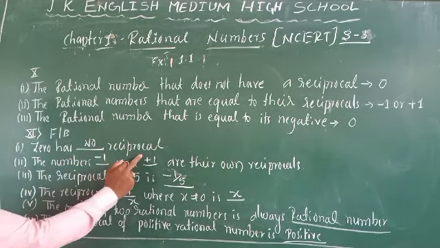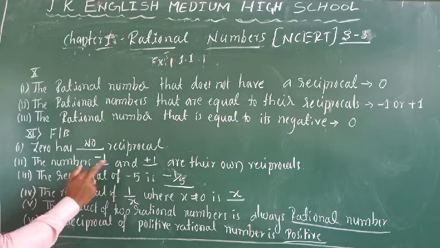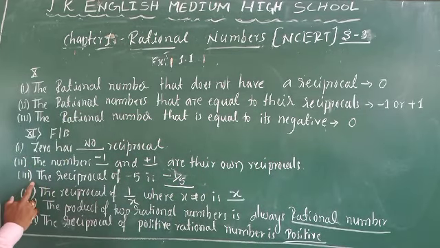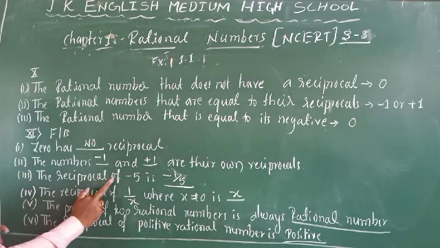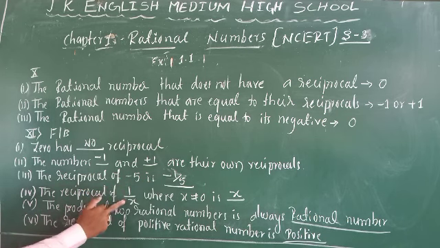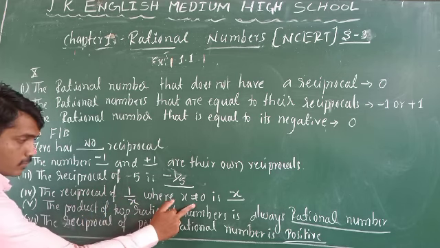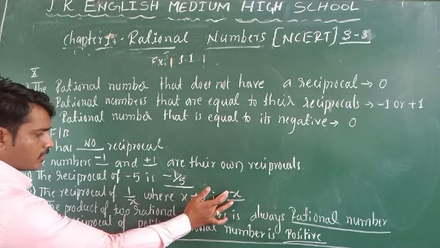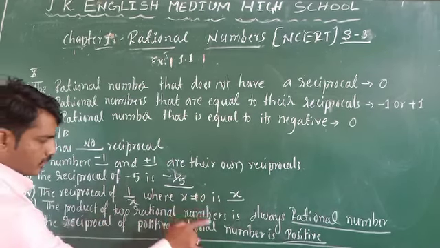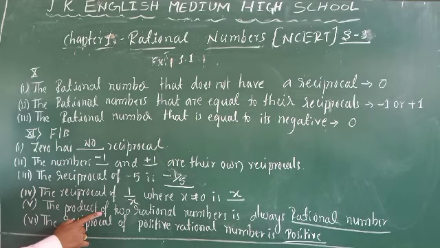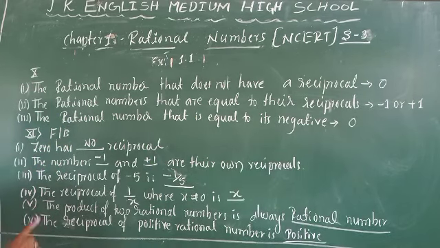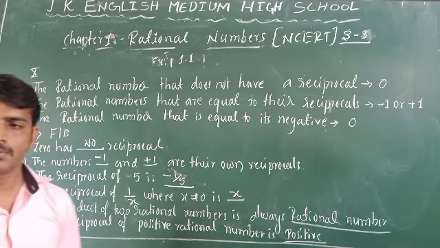Okay, once again I read. 0 has no reciprocal. The numbers -1 and +1 are their own reciprocals. Third question, the reciprocal of -5 is -1/5. The reciprocal of 1 upon x where x is not equal to 0 is what? x is in the denominator, it will come to the numerator, so x. The product of two rational numbers is always what? Rational number. The reciprocal of a positive rational number is positive.